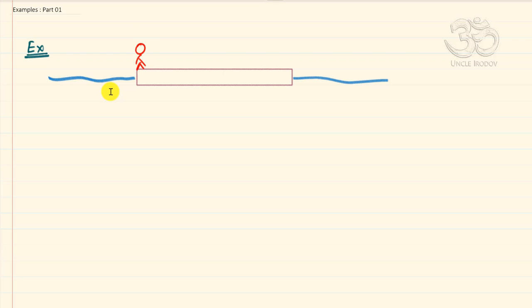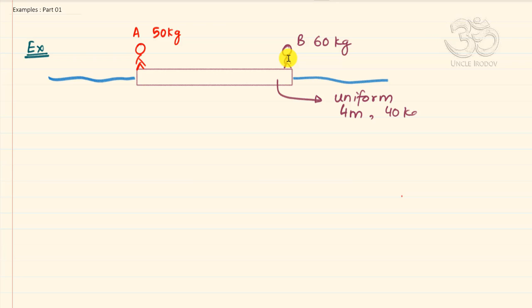Let's call this person A, who has a mass of 50 kg, and there is a person standing on the right end of the boat. Let's call this person B, who has a mass of around 60 kg, and the boat itself is uniform. It is given that the boat is uniform, has a length of 4 meters, and has a mass of 40 kg. So these are the things that have been given to you in this problem.